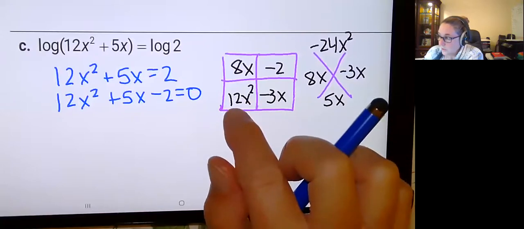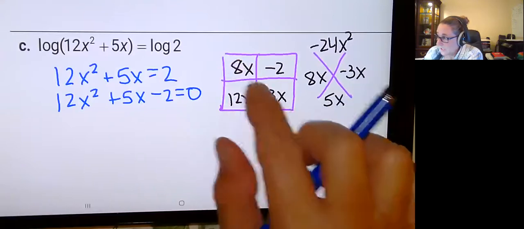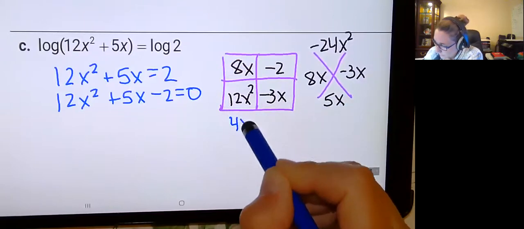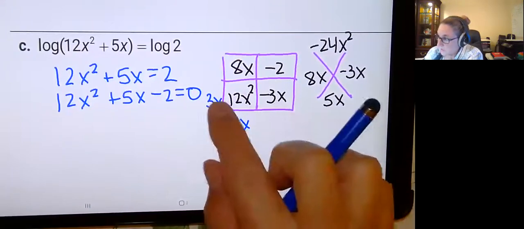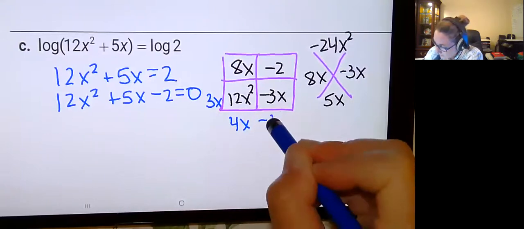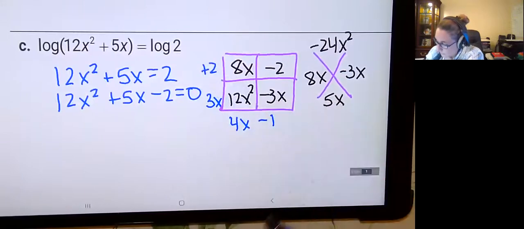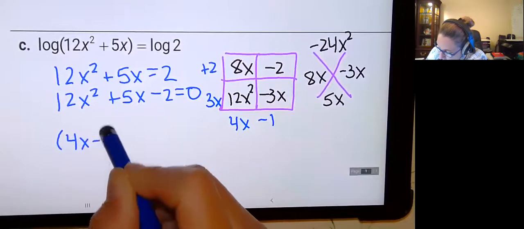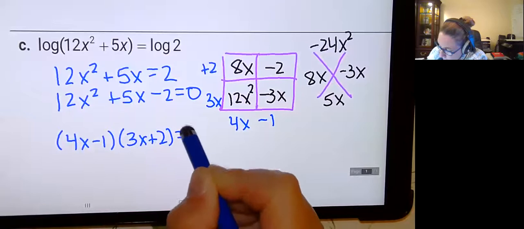Now when I'm trying to find the outside, focus on your 12x squared first. It could be a 1 and a 12, but that's not going to work with these numbers. 2 and a 6, but again, that's not going to work with these numbers. So I'm thinking a 3 and a 4. My 4 is going to go here to help with the 8, and my 3x is going to go here to help with this. So 3x times negative 1, 4x times 2.